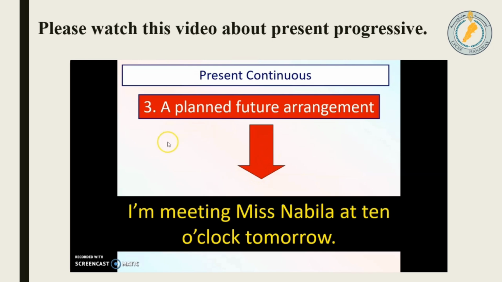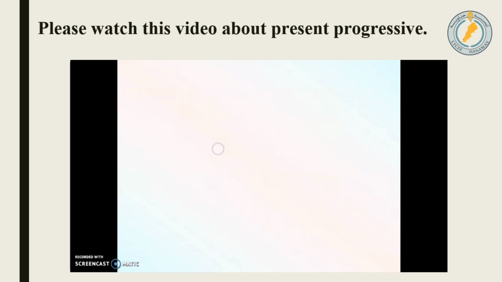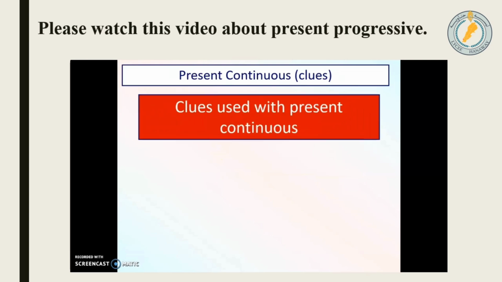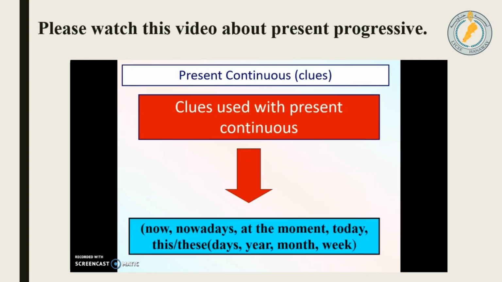Now, let's see the clues used with the present continuous tense. Here they are. We have now, nowadays, at the moment, today, this year, this month, this week, maybe this summer, maybe this winter, maybe these days, maybe these weeks. These clues help you a lot to know that you have to use the present continuous tense.